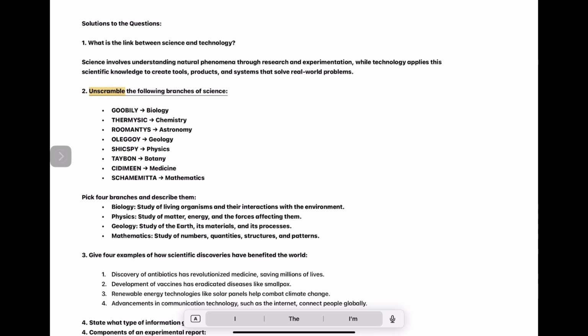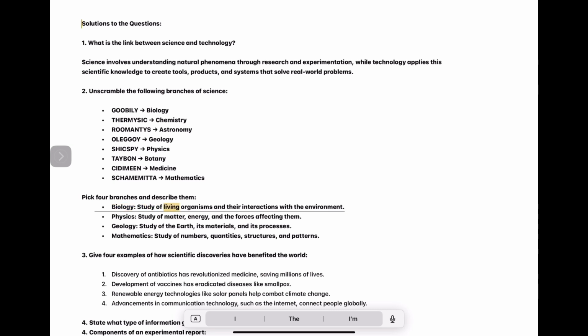2. Unscramble the following: Googly biology, thermisic chemistry, Rumentis astronomy, Allegoi geology, Shakespeare physics, Taban botany, Sitamine medicine, Shamamida mathematics. Pick 4 branches and describe them.